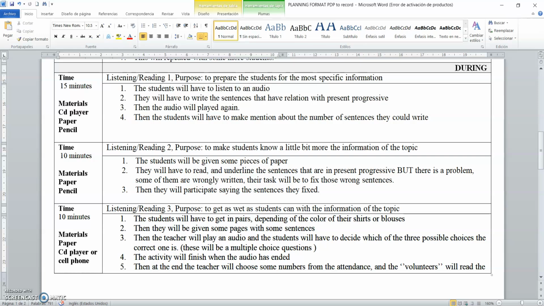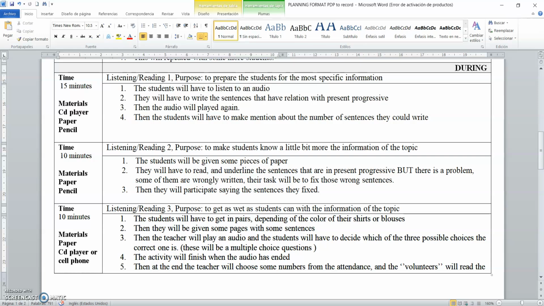So the other activity, time 10 minutes. Material, paper and pencil. Listening, reading 2. The purpose, to make students know a little bit more of the information of the topic. So the first step is the students will be given some pieces of paper. They will have to read and underline the sentences that are in present progressive.